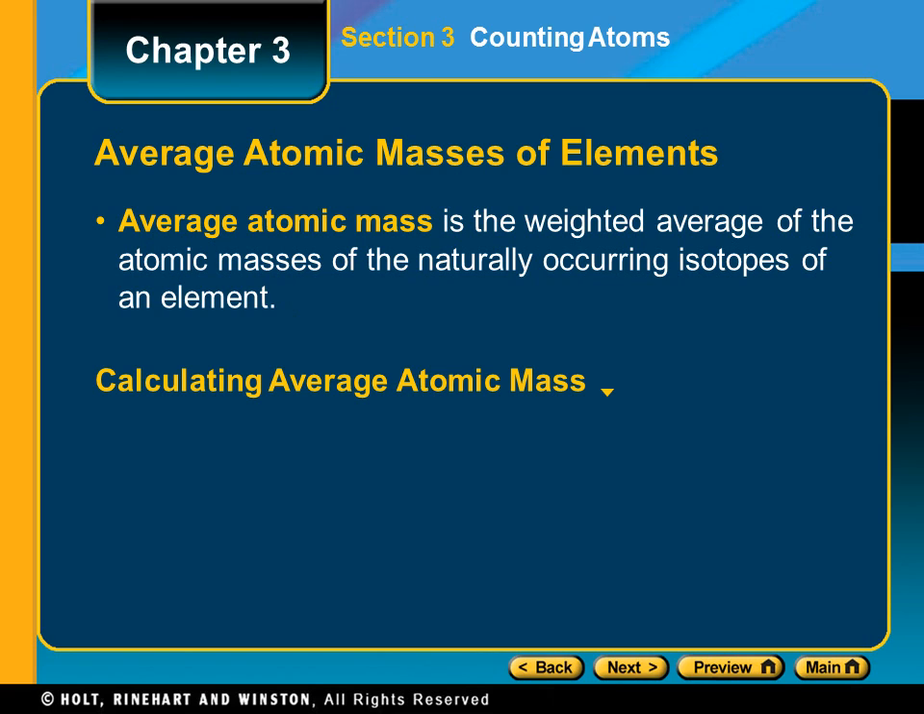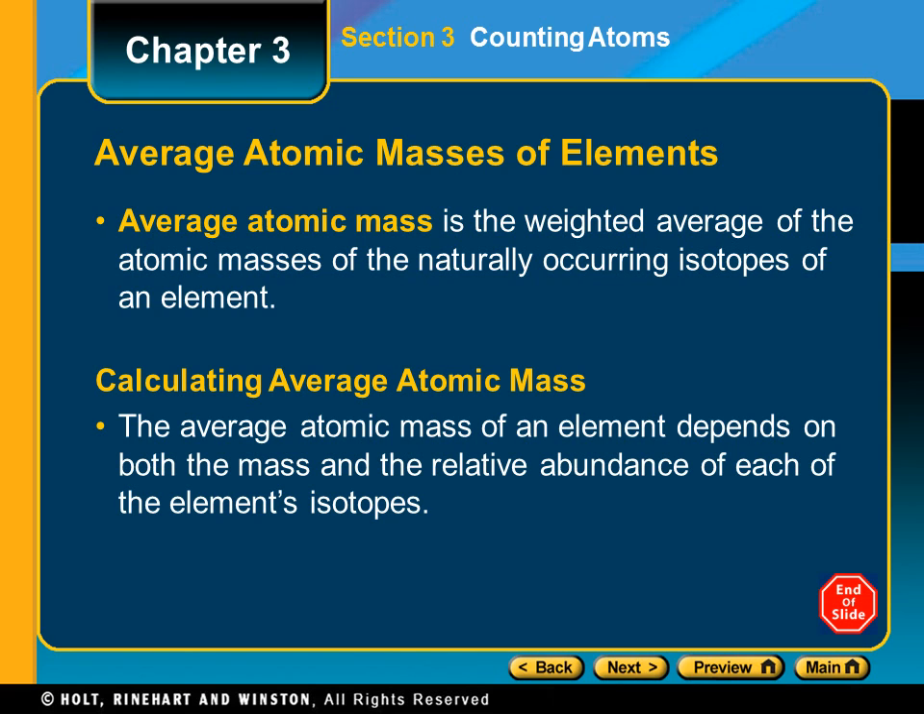How do we calculate the average atomic mass? The average atomic mass of an element depends on both the mass and the relative abundance of each of the element's isotopes. Okay, so if we're going to calculate the average atomic mass, we need to know the mass, and we need to know the relative abundance of the isotopes.